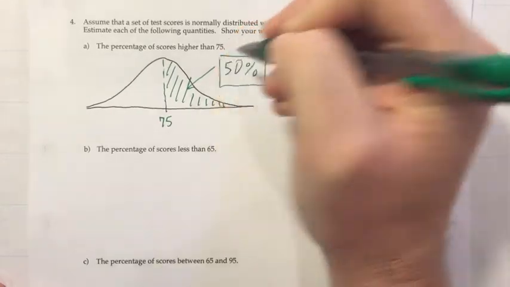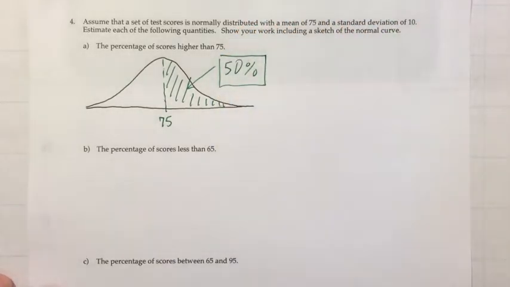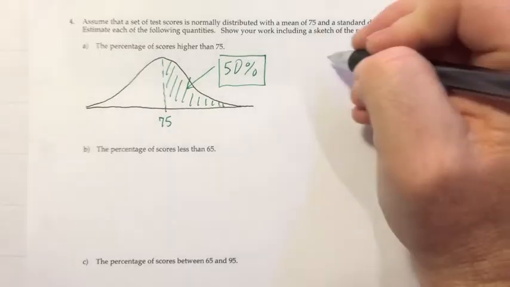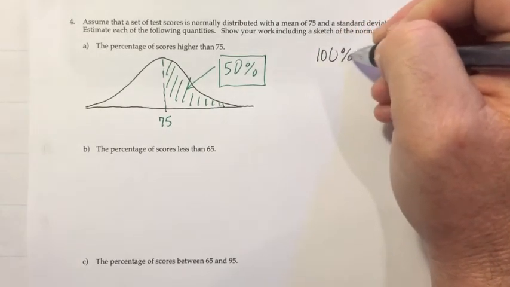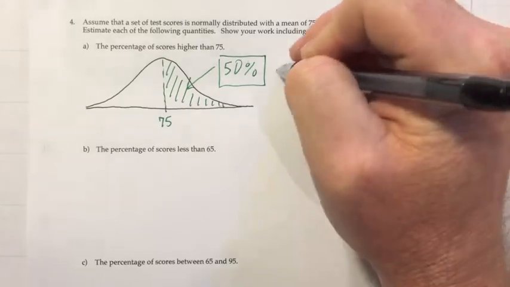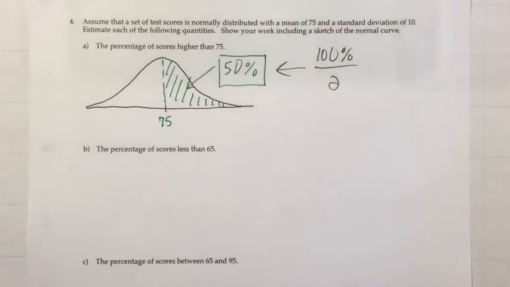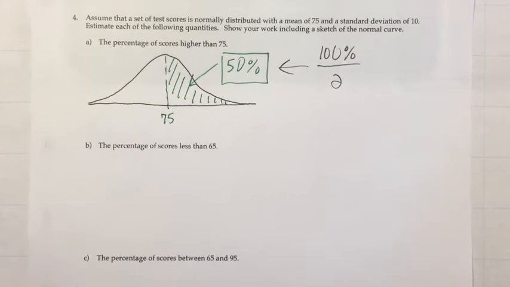So that is our answer, and that one doesn't really use the empirical rule. It just uses the idea that the total amount of area under the curve is 100%. We've shaded exactly half of that, so that gets us to our 50% number. All right, let's move on to the next one.